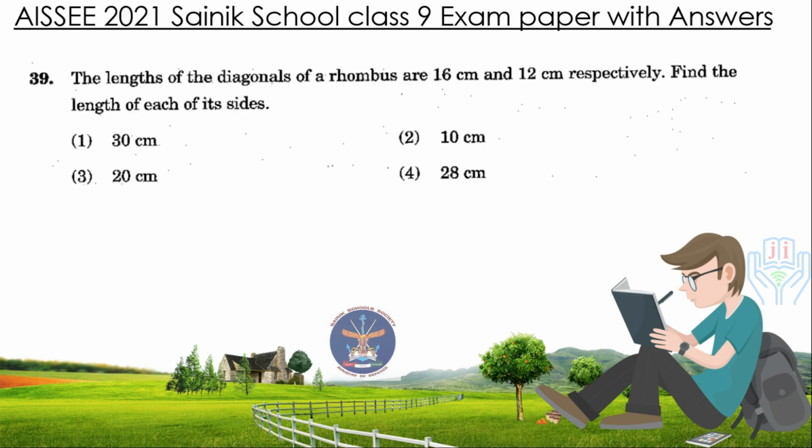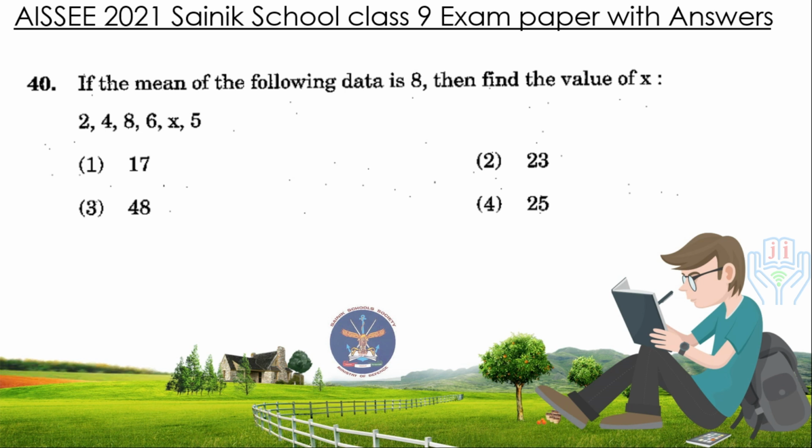The lengths of the diagonals of a rhombus are 16 cm and 12 cm. Find the length of each of its sides. Answer 10 cm. The mean of the following data is 8. Then find the value of x: 2, 4, 8, 6, x, 5. We need to find the value of x.